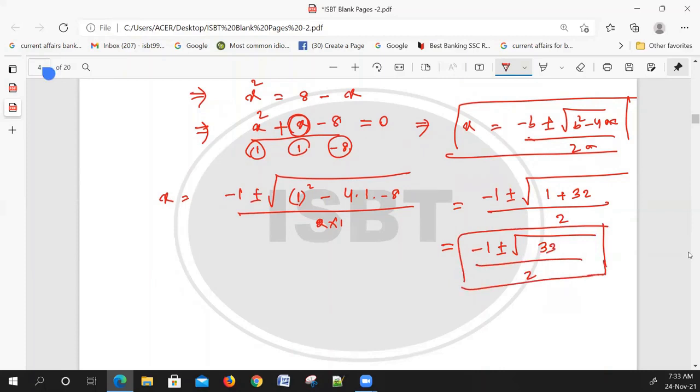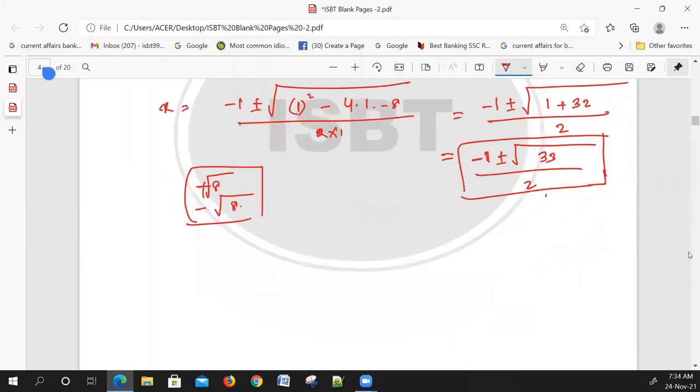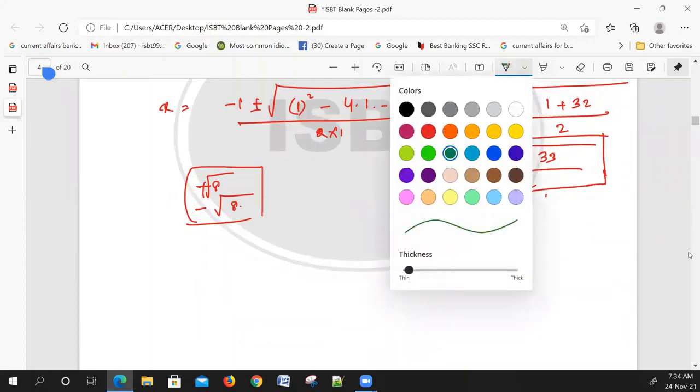Friends, look, we will read the questions. The first question is plus root 8, here it is minus root 8. What is the difference between the two? In the earlier question, this is 1 plus or minus under root of 33 by 2. Here it is minus 1 plus or minus root 33 by 2. So what can be the shortcut? Look at the shortcut method.